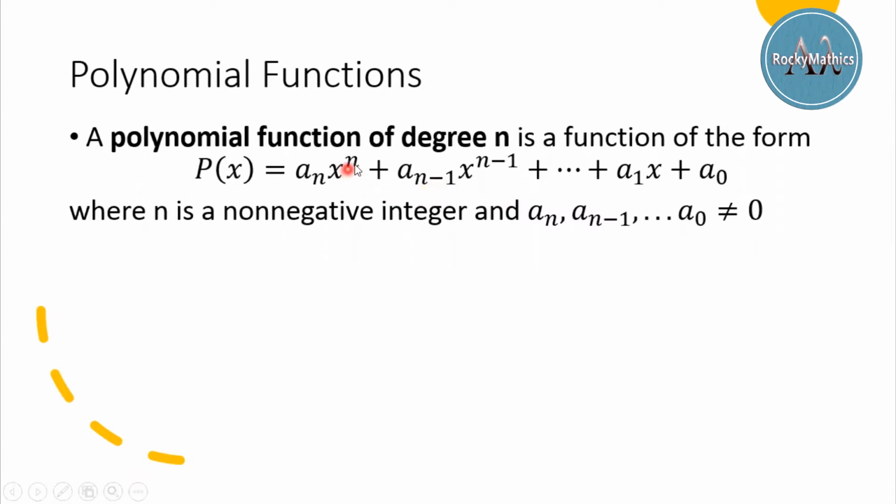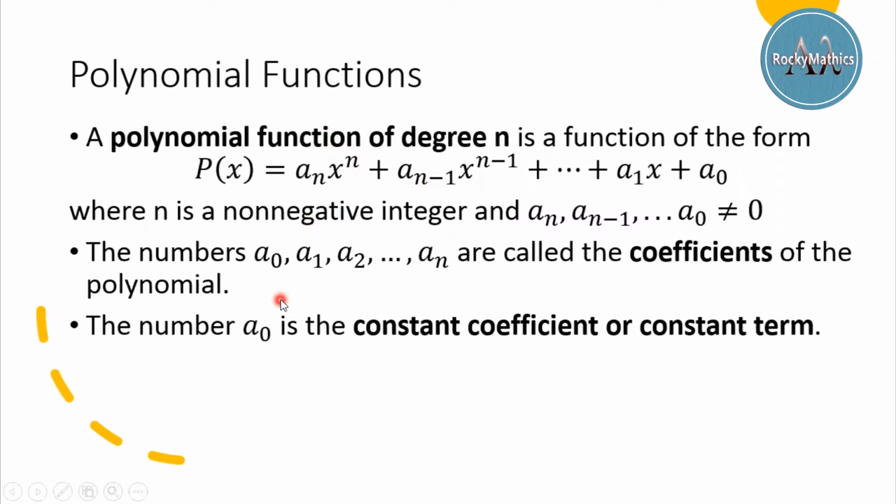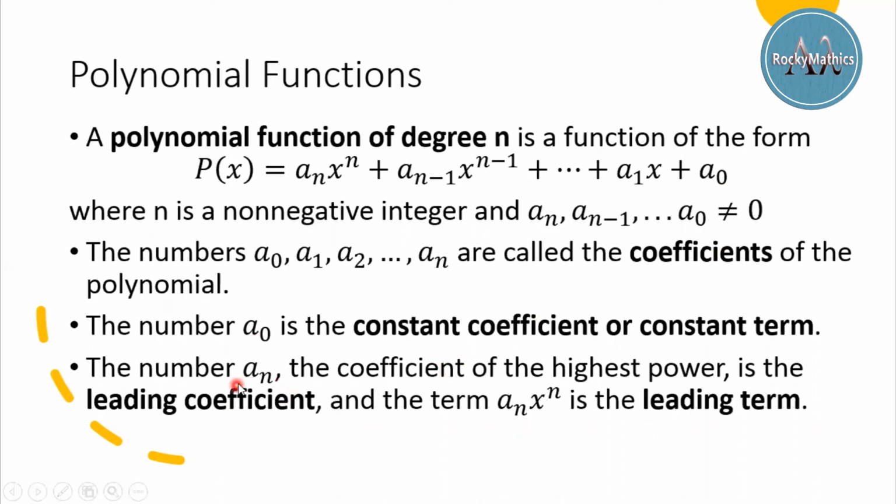You have to take note that n is the degree, so this is the highest power or the highest exponent of the variable. Okay. Now the numbers a sub 0, a sub 1, a sub 2 up to a sub n, these are what we call the coefficients of the polynomial. While the number a sub 0 is the constant coefficient or constant term. So the a sub 0 here is what we call the constant coefficient. The number a sub n is the coefficient of the highest power.